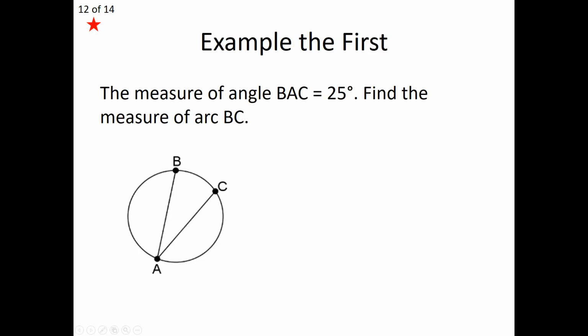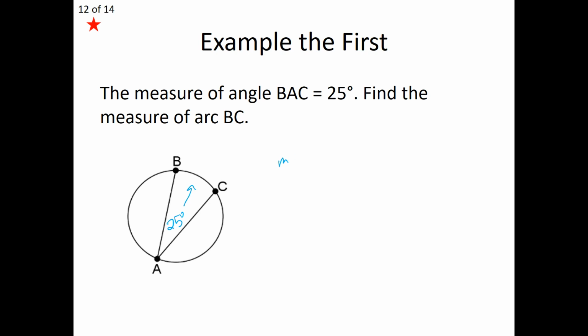We'll end off our lesson by looking at several examples, just applying the inscribed angle theorem. Let's take a look at our first example here. The measure of the inscribed angle BAC is 25 degrees. Find the measure of arc BC, which means find the measure of the arc opposite of it.